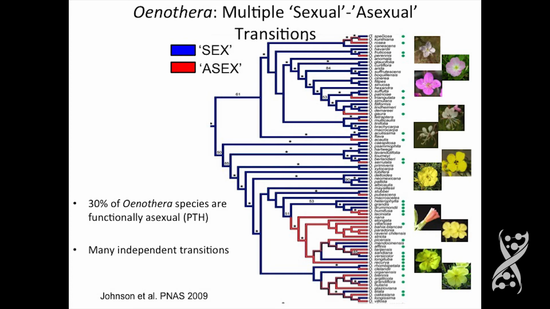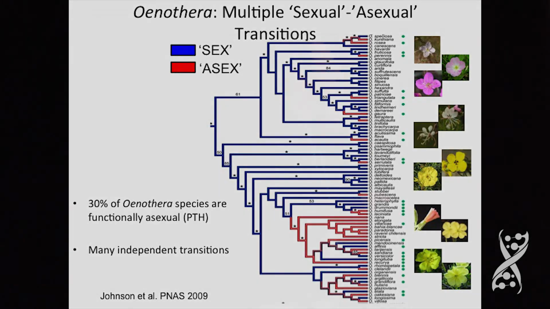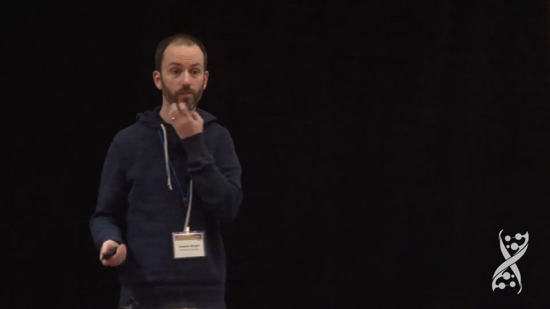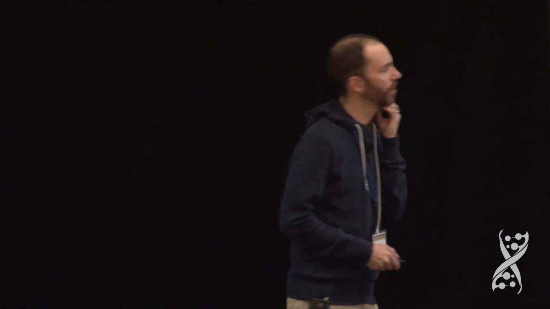So we have a number of replicate transitions from sex to asexual reproduction. I'll explain why I have these in quotation marks in a minute, where the red indicates transitions to asexual from sexual reproduction. So about 30% of Oenothera species have what's called permanent translocation heterozygosity. They've completely abandoned effectively sexual reproduction. And this has occurred many times independently.